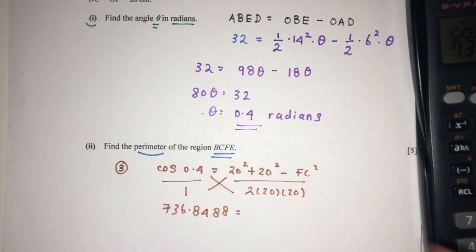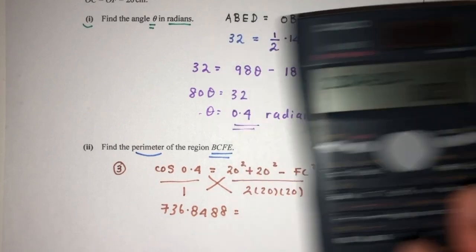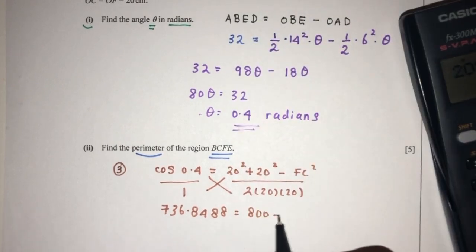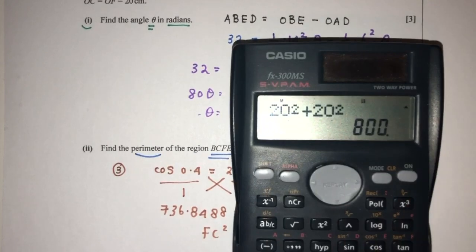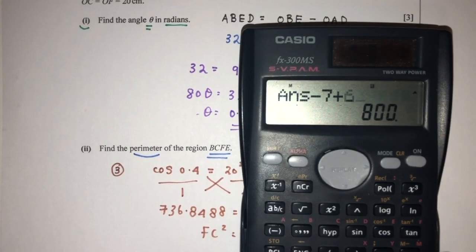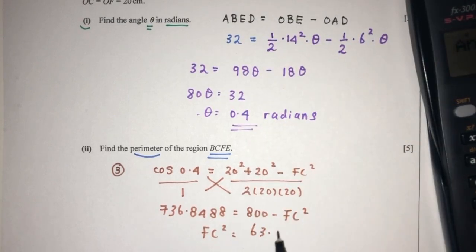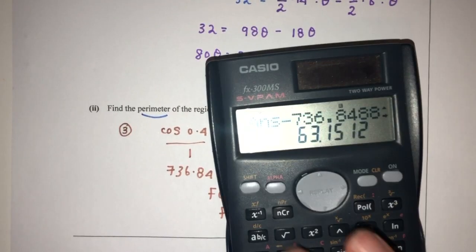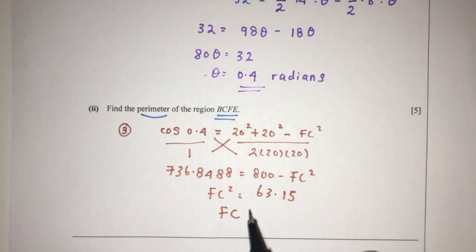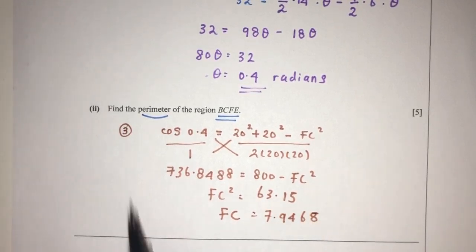You will have 736.8488. Okay, so 20 square plus 20 square, that will be 800 minus FC square. So FC square has to be what? 800 minus 736.8488, that should be 63.15, and finally FC has to be square root of that. That will be 7.9468. That is my value of FC, which is number 3.